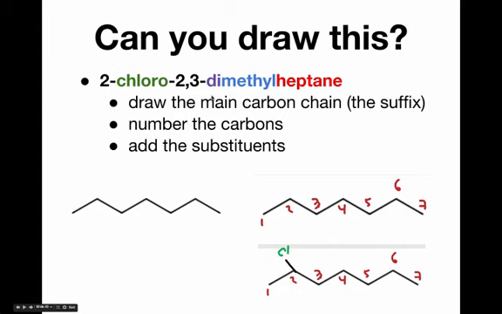Then this part of the name says 2,3-dimethyl. The di just basically means that we have 2 methyl groups. One is attached to carbon number 2, and one is attached to carbon number 3. So we're going to also attach a methyl group to carbon number 2, and we're going to attach a second methyl group to carbon number 3. And again, it's horribly drawn, but here is my methyl group on carbon number 2, and here is my methyl group on carbon number 3. And this ugly little beast down here in the lower left is a skeletal structure for 2-chloro-2,3-dimethylheptane.